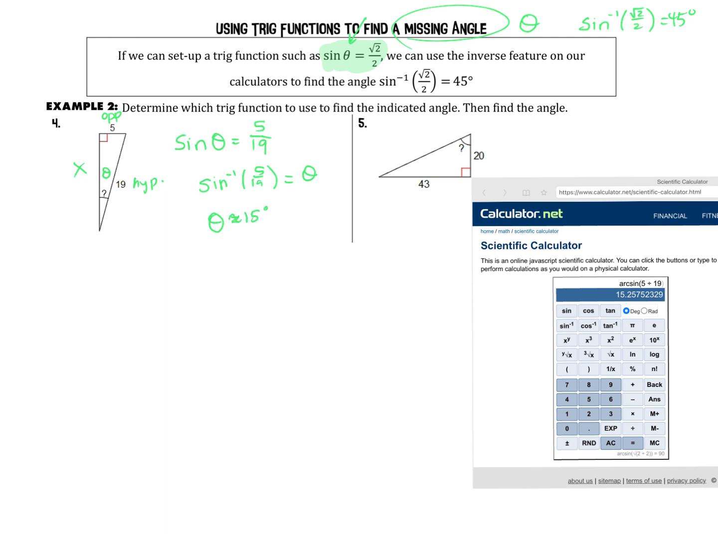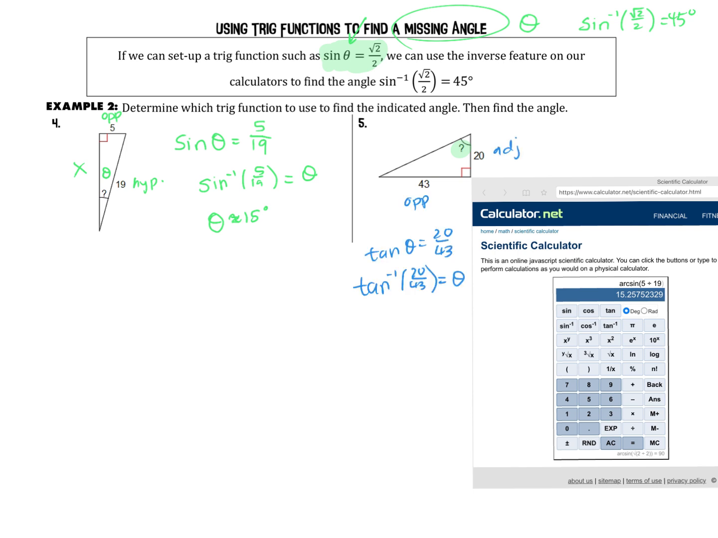So why don't you go ahead and look at number 5, and try to figure out which of the side lengths you have with respect to this angle here, so that you can identify if you should use sine, cosine, or tangent to set up your statement, and then practice using your calculator to find that actual value.